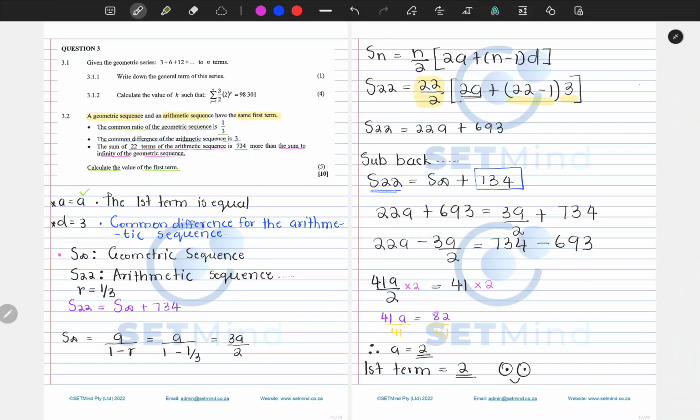So make sure that you understand the fundamentals, because these questions just mix things here and there. As you can see, here they combined the geometric series and the arithmetic series. So make sure that you don't find yourself confused. I hope this was clear and it helps.